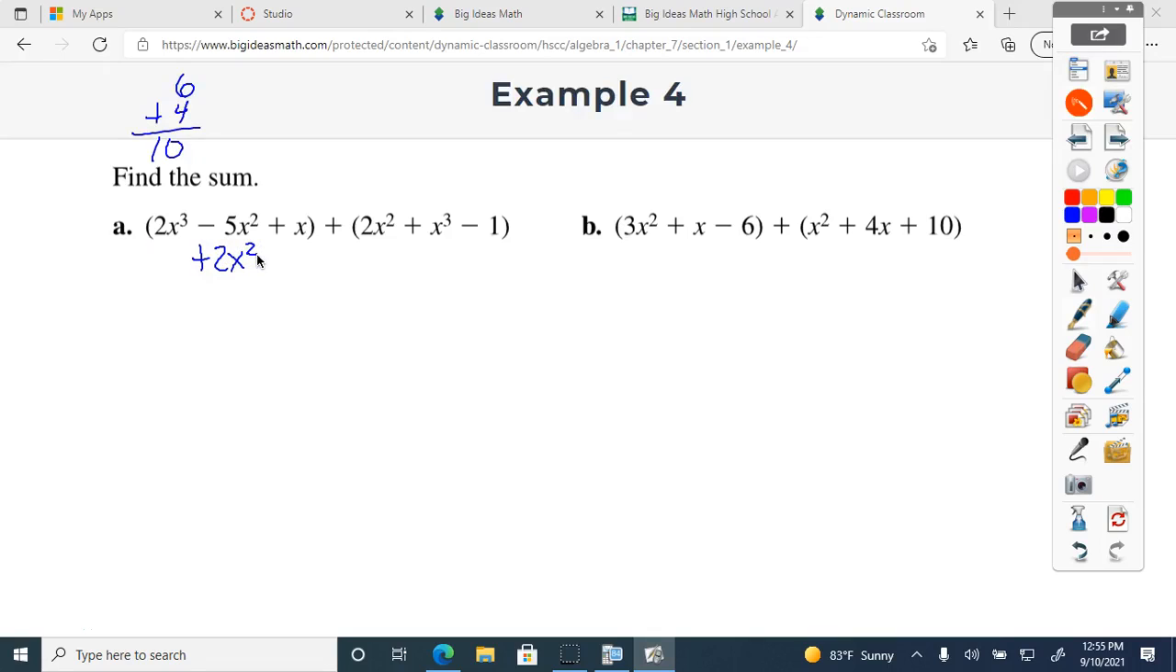This x to the 3rd, I'm going to put here. And minus 1, I'm going to put over here because it actually does not match up with anything. Does everybody see that? We have x to the 3rds, we have x squareds, we have just an x, and we have just a 1. And now add them up, straight up and down.